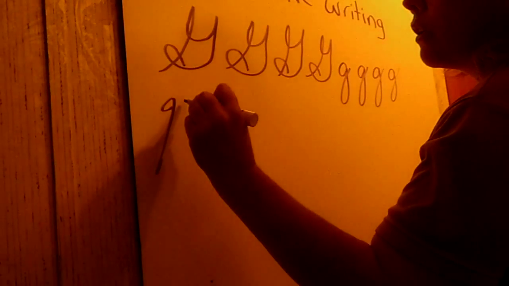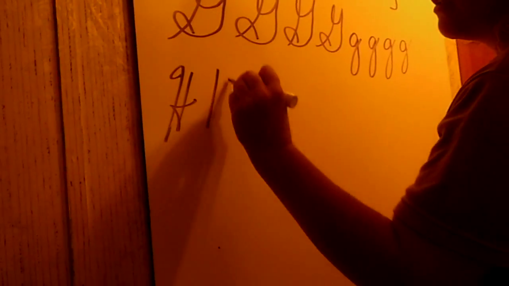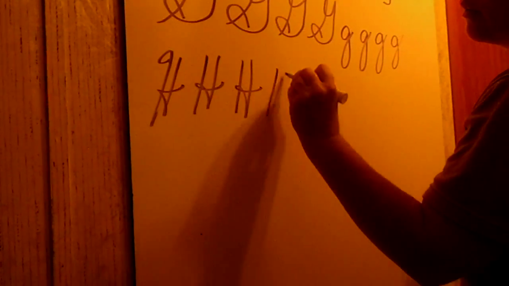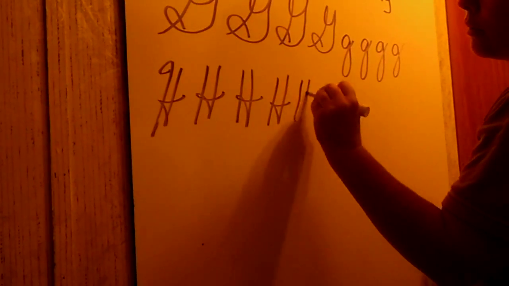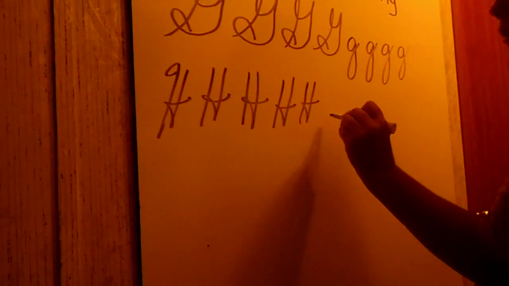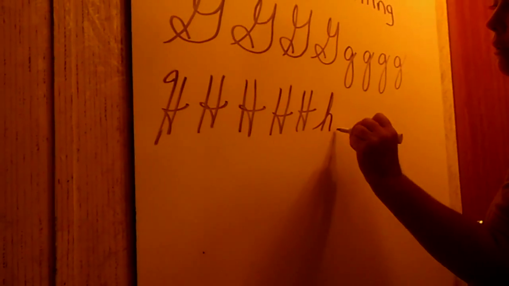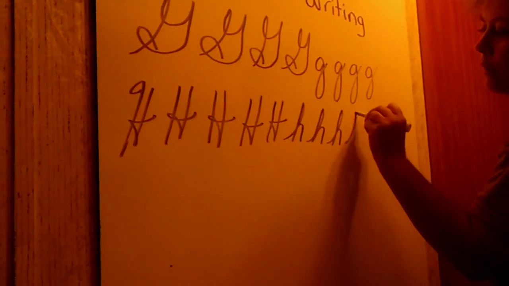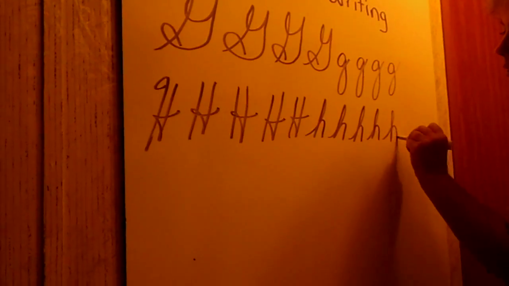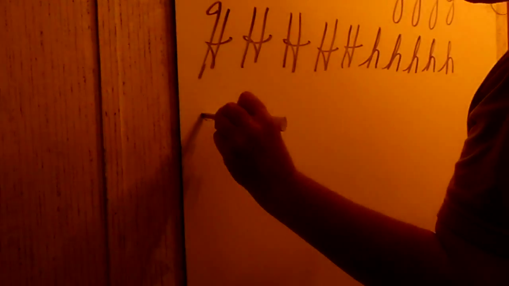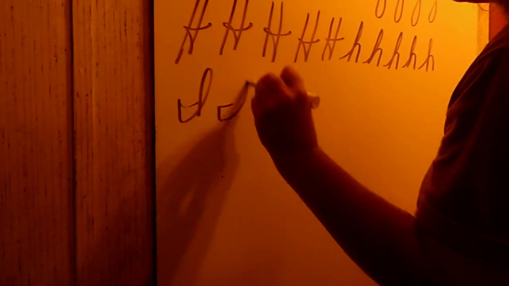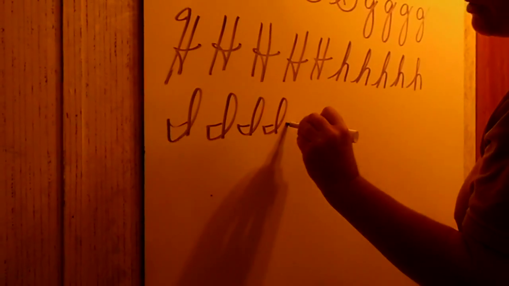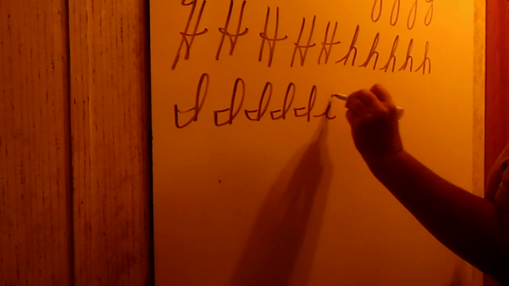H, and lowercase h is loop and curve, loop and curve, loop and curve. I's is curve up with a loop, curve with a loop, and lowercase i's.